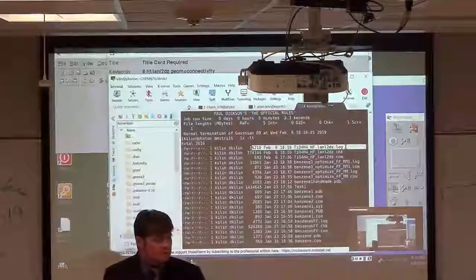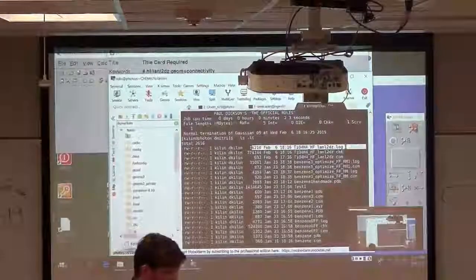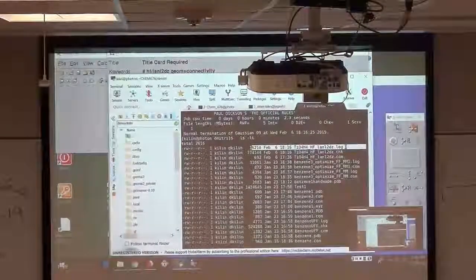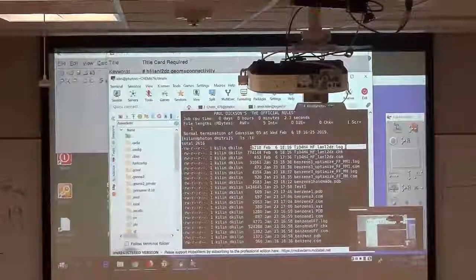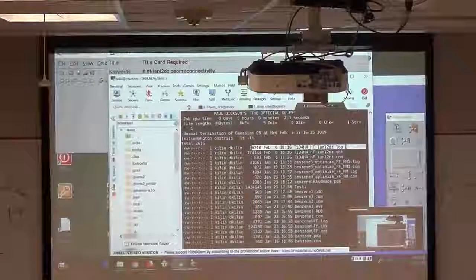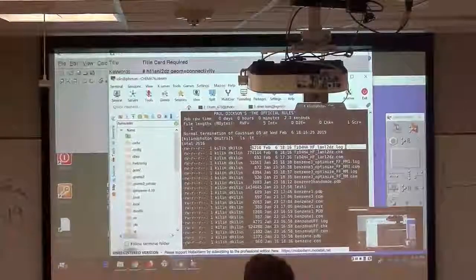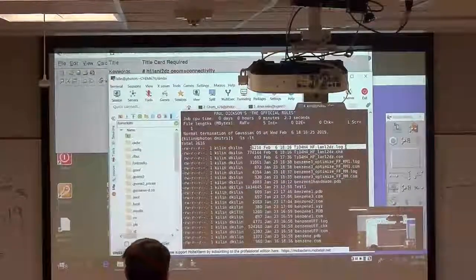Yes? I'm having problems with this file. This is the error I keep getting. I originally changed it to say opt=cartesian because I was getting some dihedral errors. So I'm trying to figure out what is going on. Just borrow this one.